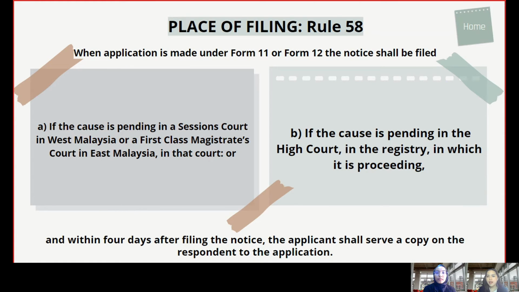For the place of filing, under Rule 58, when an application is made under Form 11 or Form 12, the notice shall be filed: A, if the cause is pending in a sessions court in West Malaysia or a first-class magistrate court in East Malaysia, in that court; or B, if the cause is pending in the High Court, in the registry in which it is proceeding. Within 4 days after filing the notice, the applicant shall serve a copy on the respondent to the application.